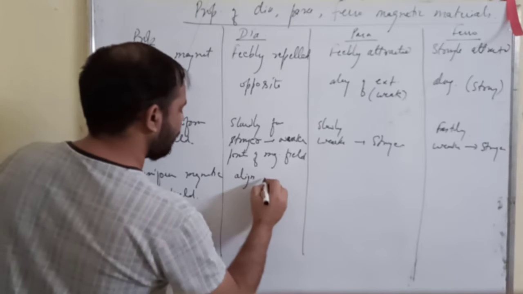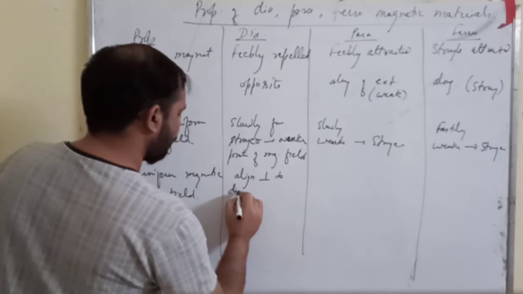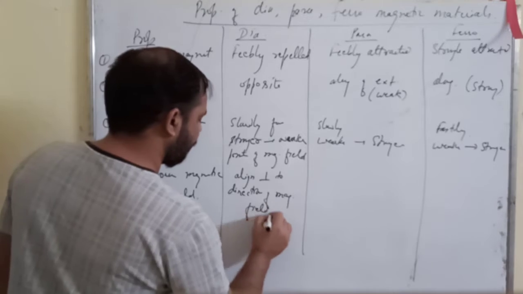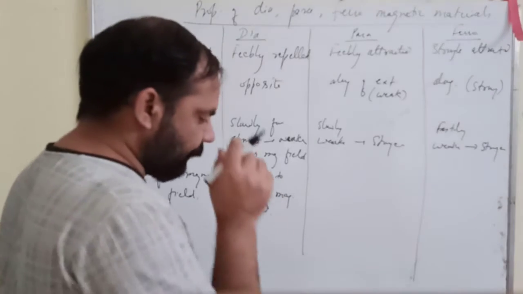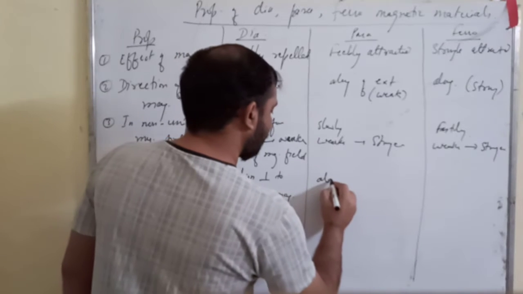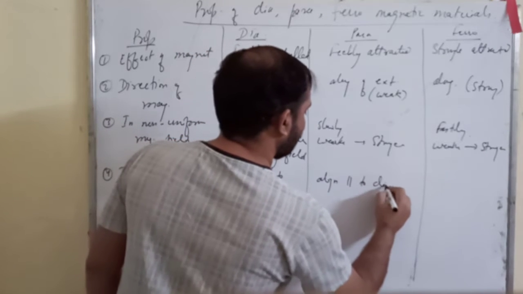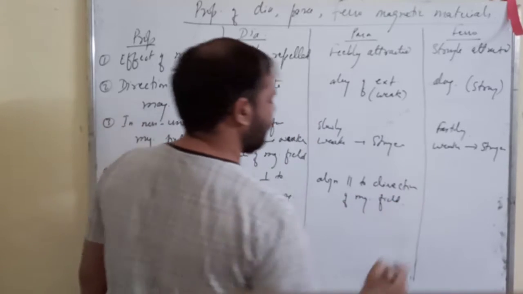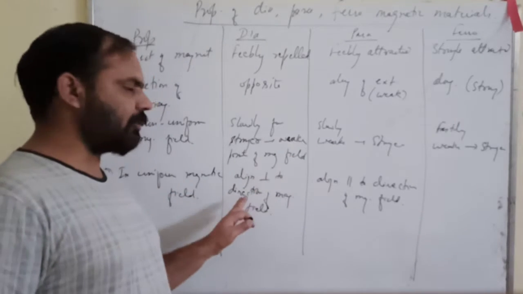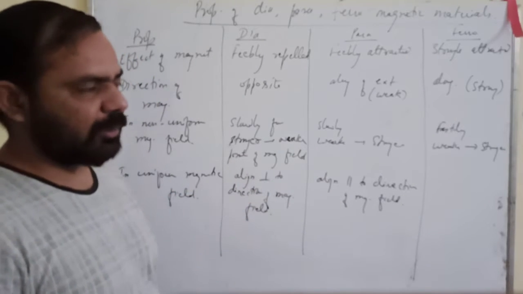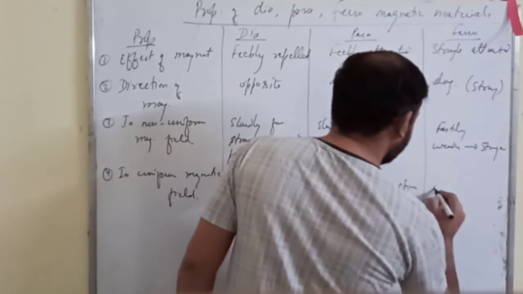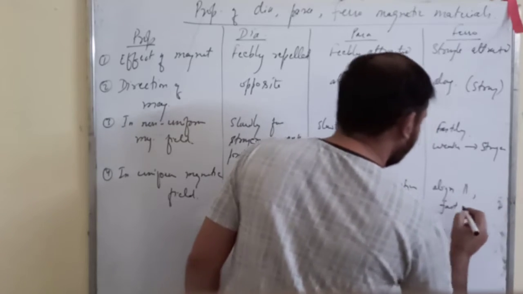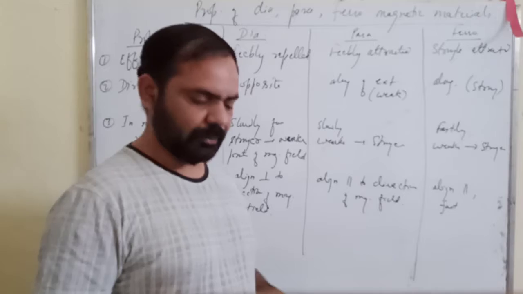Aligns perpendicular to the direction of the magnetic field. Paramagnetic materials align parallel to the direction of the magnetic field. Right? They will align parallel, while diamagnetic materials align normal to the direction of the magnetic field. Ferromagnetic materials will also align parallel, but that rotation will be fast, right?